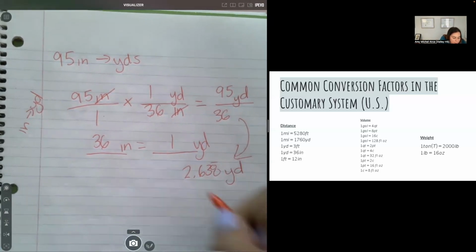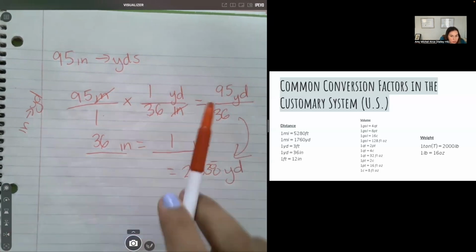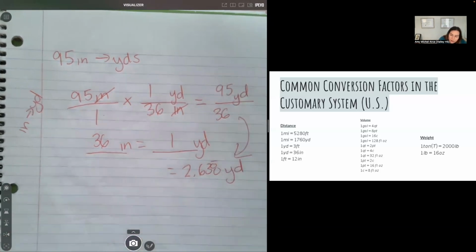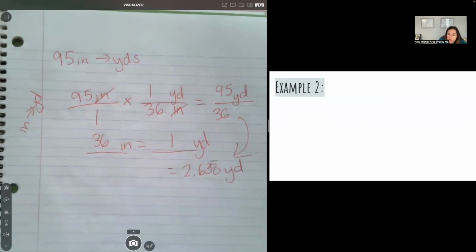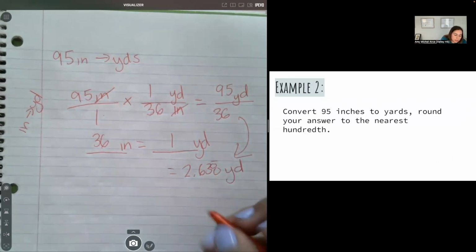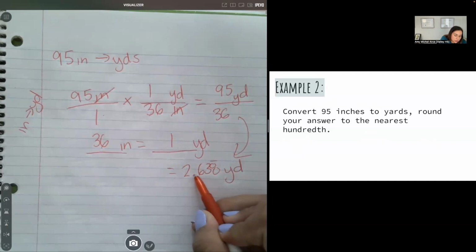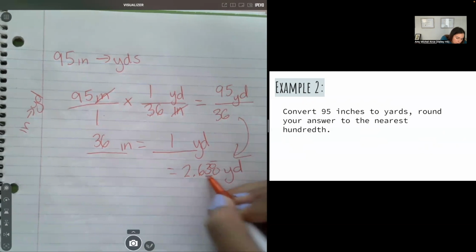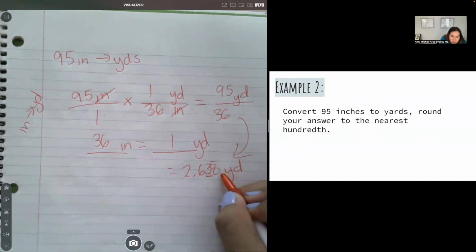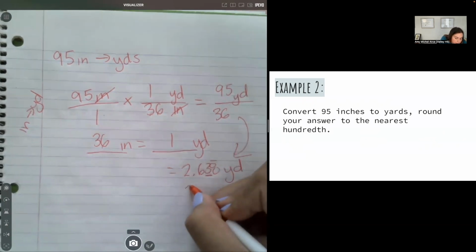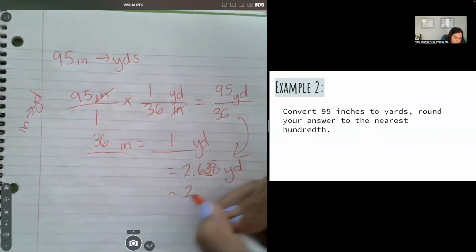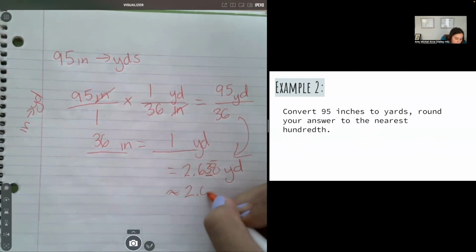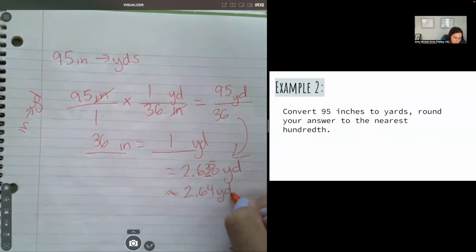It tells us to round to the nearest hundredth. And go back to the question, round to the hundredths place. So hundredths is 2 from the decimal. So this is the tenths, this is the hundredths. The 3 is either going to be a 4 or stay a 3, depending on the number to the right. The number to the right is an 8. Since that is more than 5, we're going to round up. So we have around 2.64 yards.